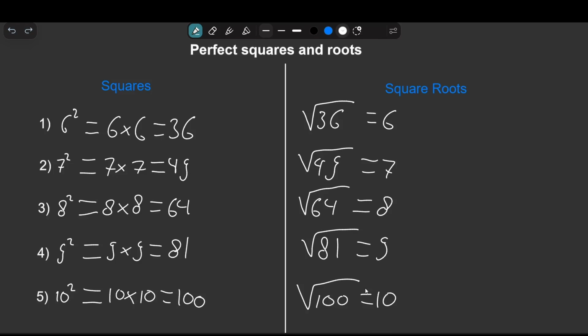So this was basically the video, guys, on perfect squares and square roots of the first 10. I also did a video on perfect cubes and cube roots. If you like this video, go watch that other video.